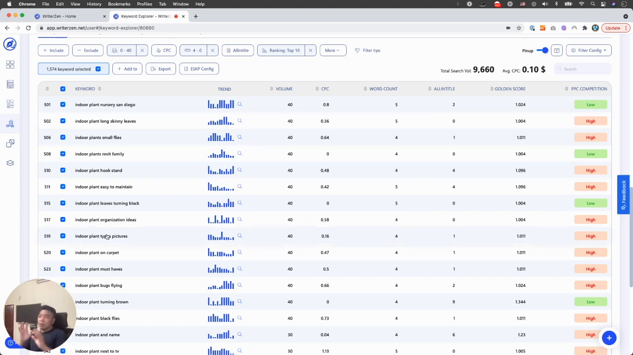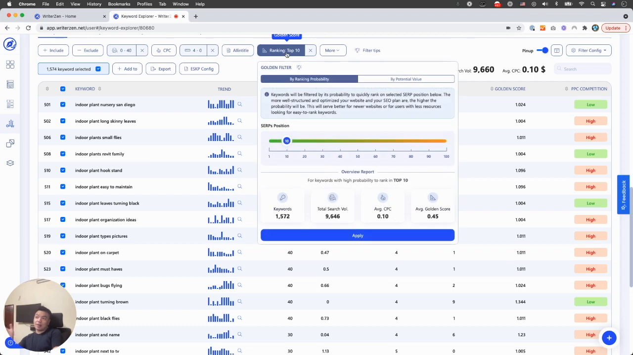But you see, 3 clicks, right? And you suddenly see "indoor plant leaves turning black." How on earth will you ever be able to find keywords like this if you do it manually, right? For this, it's 3 clicks, and that was our goal, and that's why I was so excited to share with you these new incredible updates that we built.